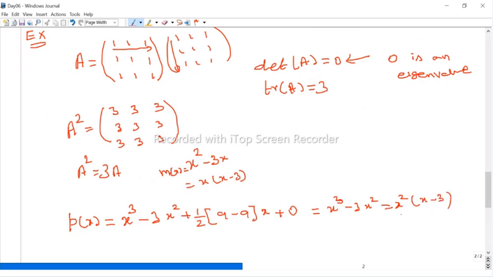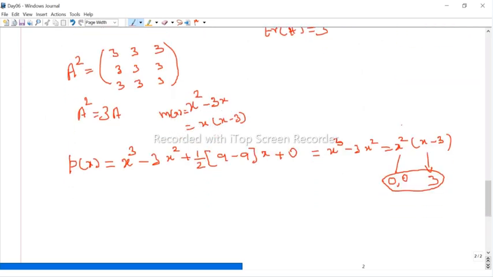Now what are the roots of this? Since x square is a factor, 0 is repeated 2 times and 3 is a root. Therefore, the roots of the polynomial are 0, 0, 3. Therefore, these are the only eigenvalues. Otherwise, from the rank nullity theorem, the dimension of the null space is 2. Therefore, 0 is an eigenvalue with multiplicity 2. Since rank is 1, we have only one non-zero eigenvalue. So now we found that the eigenvalues are 0, 0, 3.